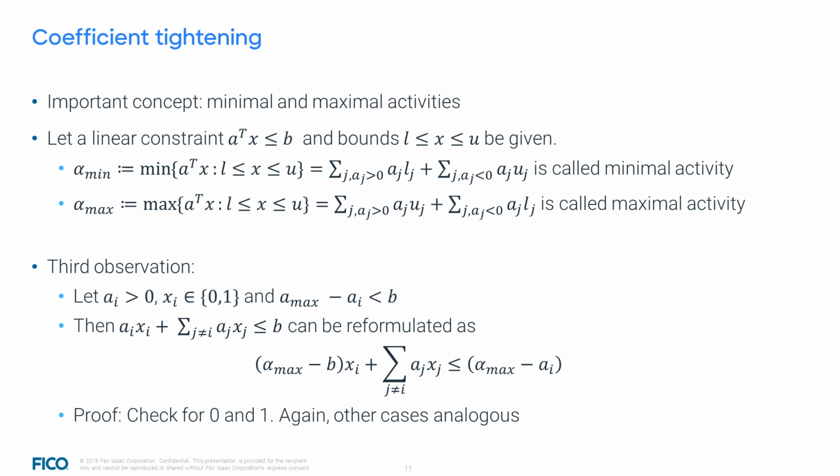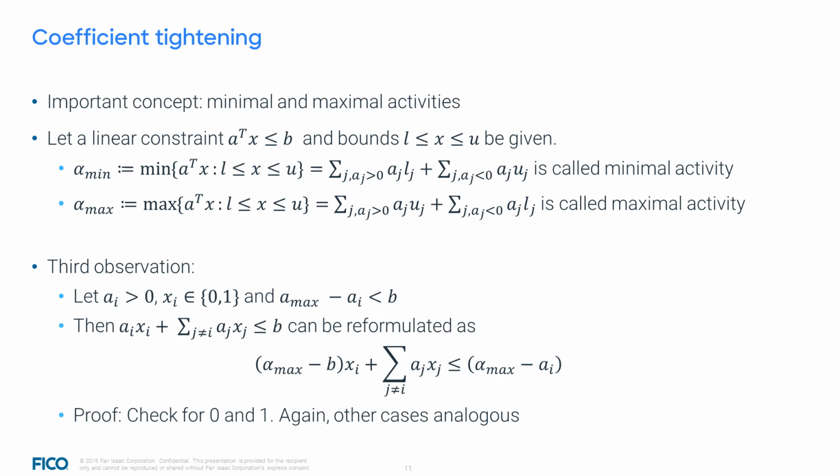A third observation consists in a process called coefficient tightening, which works for binary variables. Assume xi is a binary variable, let ai be greater than 0 and such that the maximum activity minus the coefficient of that binary variable is less than or equal to b. This means that, if we fixed xi to 0, then the remaining activity of the constraint would be less than b, so the constraint would become redundant. That's the prerequisite for coefficient tightening. In this case, we can pull out ai xi and reformulate the inequality as it is shown on the slide.